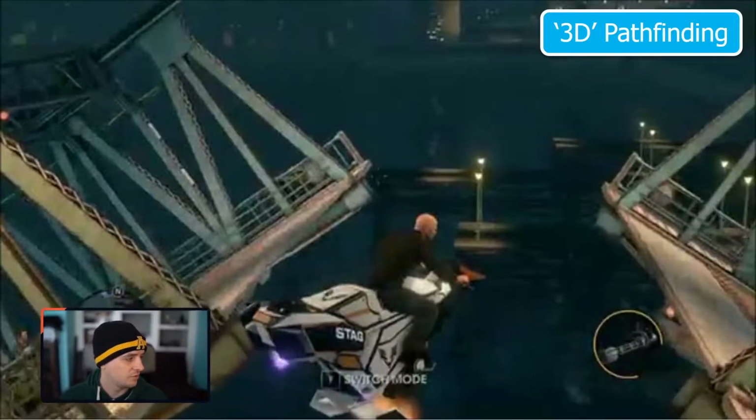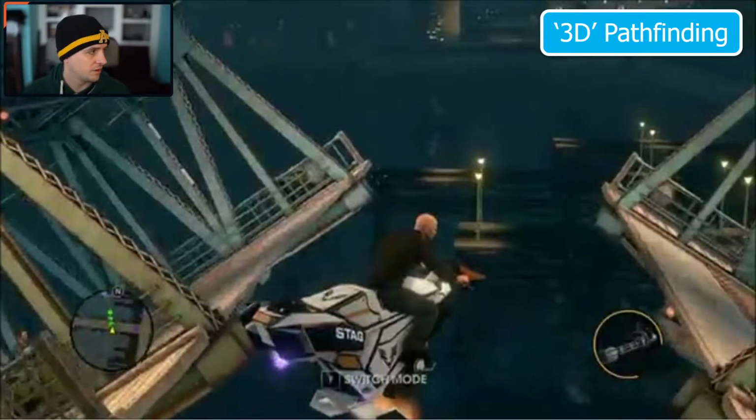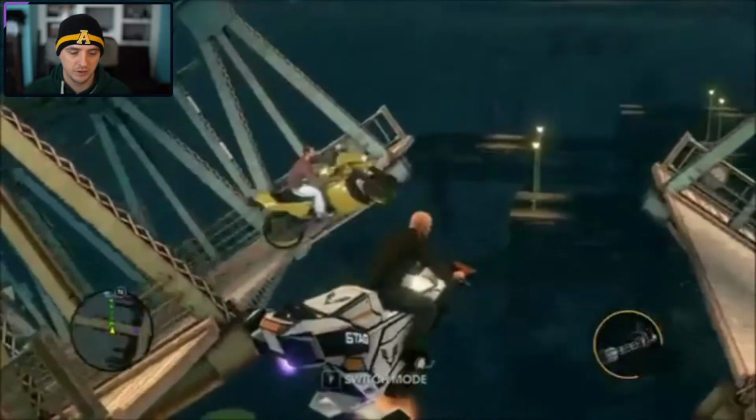Where can I put this safely? Up here, I think is fine. All right. So this is an example of pathfinding. If it will play. No, it's not playing. One second. There we go.